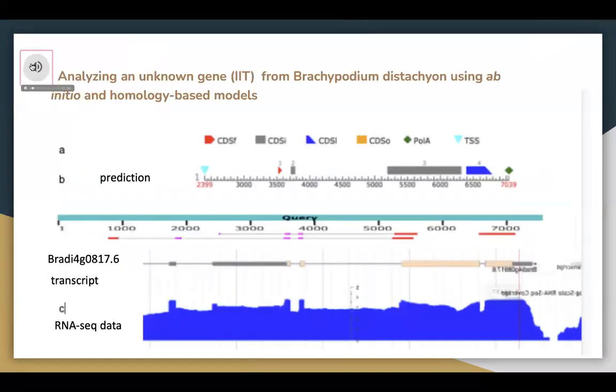We analyzed the unknown gene using ab initio and homology-based models. The IIT gene transcript is represented above in tan. RNA sequence data align with our transcript, shown in blue, using a log scale from 0 to 5. The top figure shows that 4 exons were predicted in IIT, and based on the best results of the identified gene, there are 4 exons based on the transcript. So predicted results and actual results showed IIT contained 4 exons.